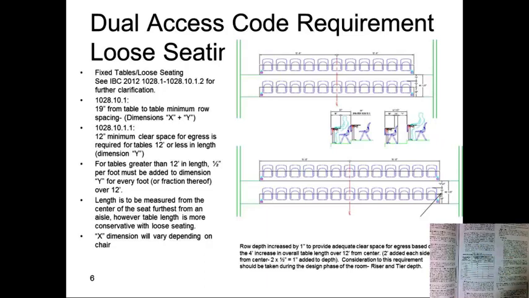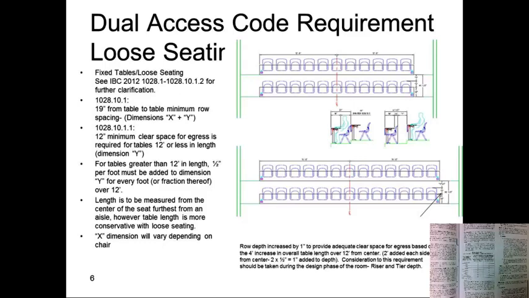So what it's saying is that 19 plus the 22 is the maximum that you have to have. Okay? So the formula that I've kind of talked about here in our PowerPoint, it talks about 19 inches from table to table minimum row spacing, y plus x plus y. 12 inches minimum clear width for egress is required for tables 12 feet or less in length.